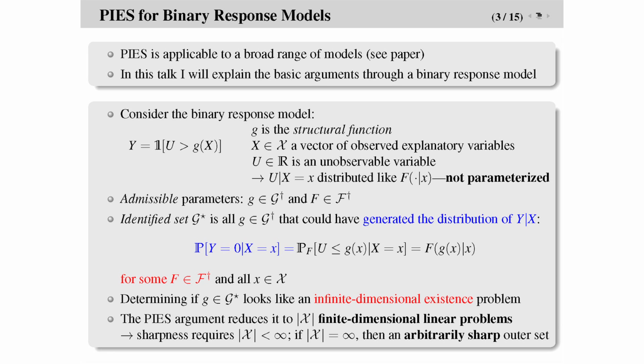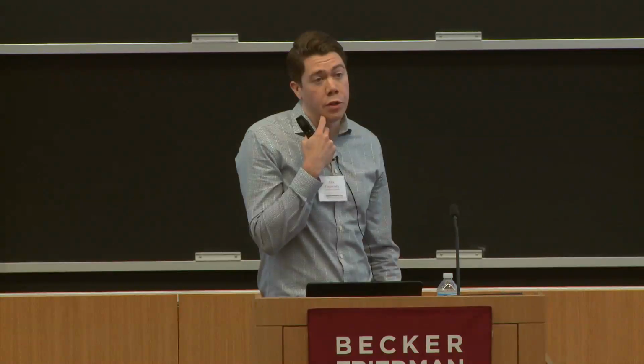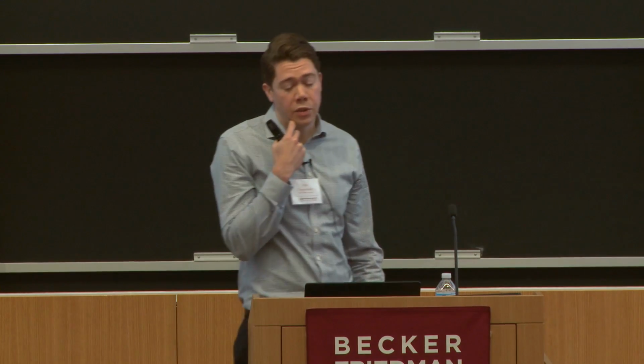All right, so the observation of this paper and the main contribution starts from the observation that this is an infinite dimensional existence problem. If we care about the identified set for g, we want to know whether there exists some F for which this is true. But F is an infinite dimensional object, right? It's a distribution function. It's a complicated thing. I don't know how to search over an infinite dimensional space, so I don't know how to solve this existence problem. The argument that I'm going to show you is going to reduce this to a finite dimensional problem, in particular one finite dimensional problem for each point of support of x. It's going to be a sharp characterization. Now the sharpness in practice requires that you have a finite support for x, although in the data I would argue we always have a finite support for x, so I'm not too concerned about that.